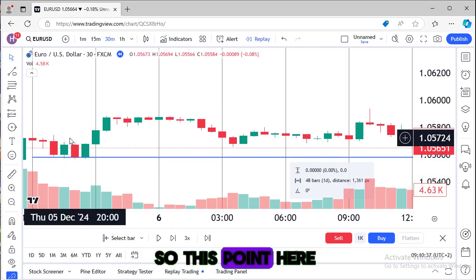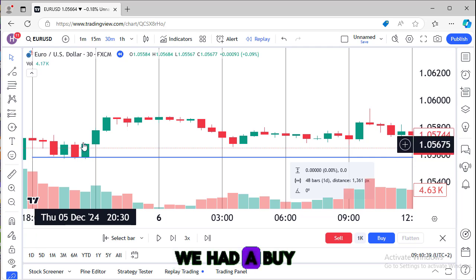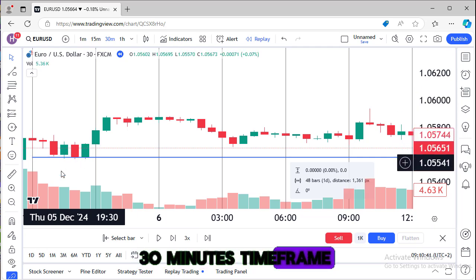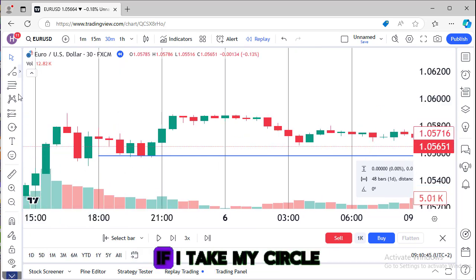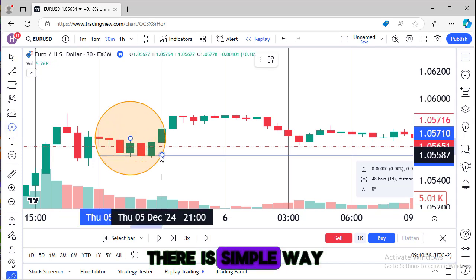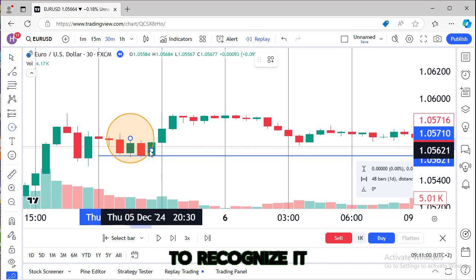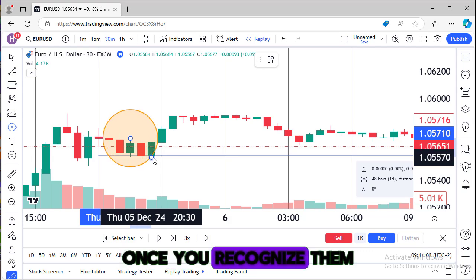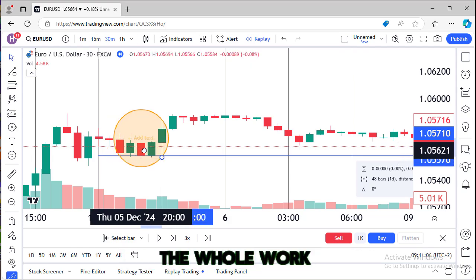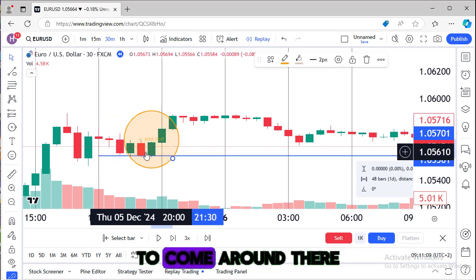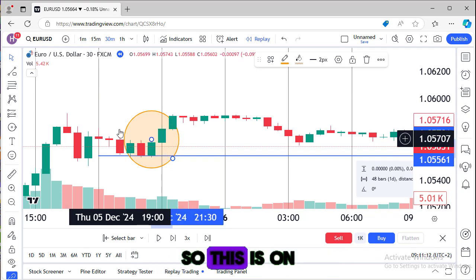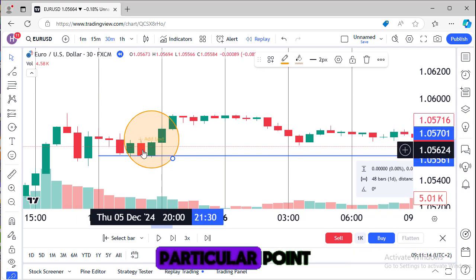So this point here, we had a sell, we had a buy. 30 minutes time frame, sell, buy. Alright, if I take my circle, there's a simple way to go about it to recognize it. You understand? Because once you recognize them, in fact, the whole work is over. It's just to wait for market to come around there and you make your money. So this is on 30 minutes where I've identified the particular one I'm looking at.